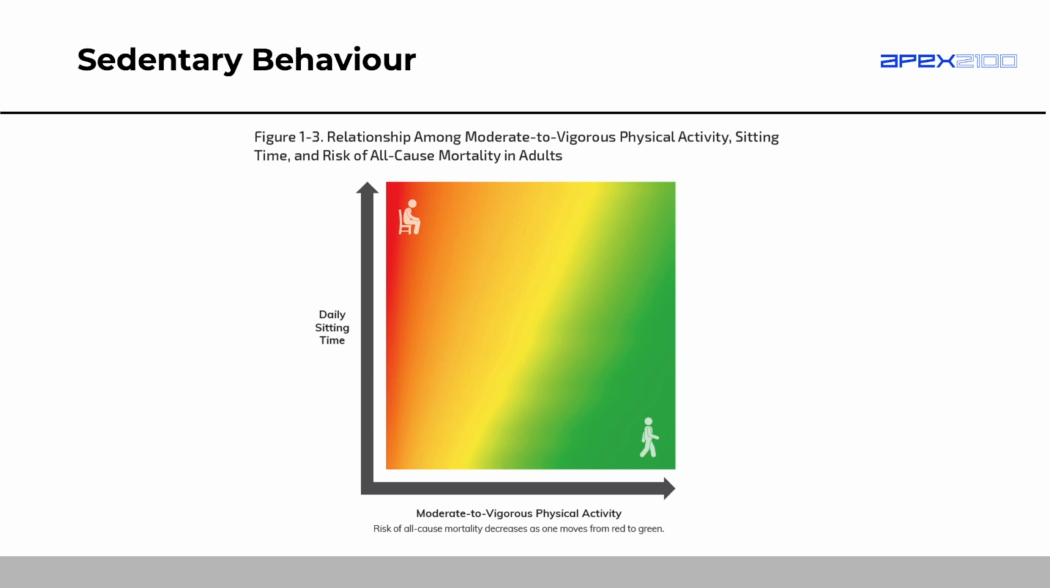The first one is that high volumes of moderate to vigorous physical activity appear to remove the excess risk of death that's associated with high volumes of sitting. So even if I'm sitting a lot of the day, if I'm doing a lot of moderate to vigorous physical activity, I can put myself in the green, and I'm looking at the green in the top right hand corner for this sort of conclusion.